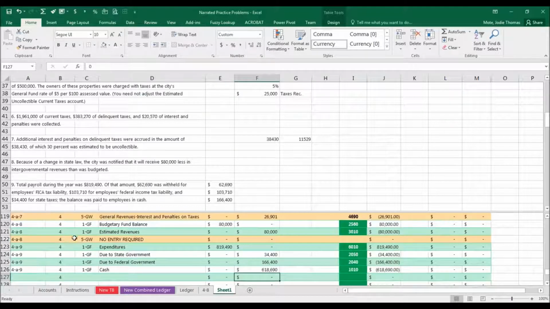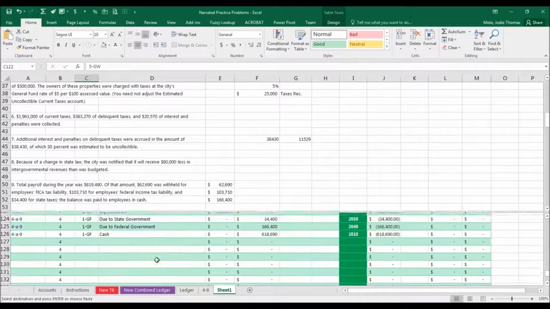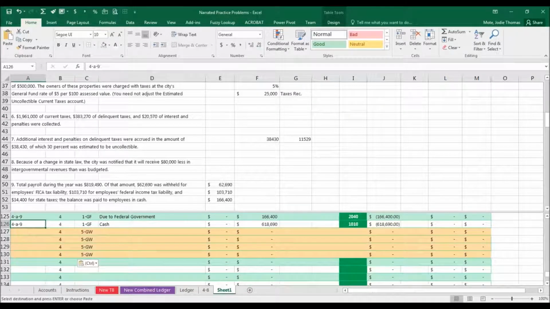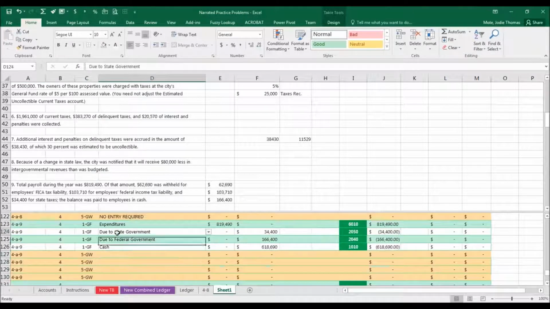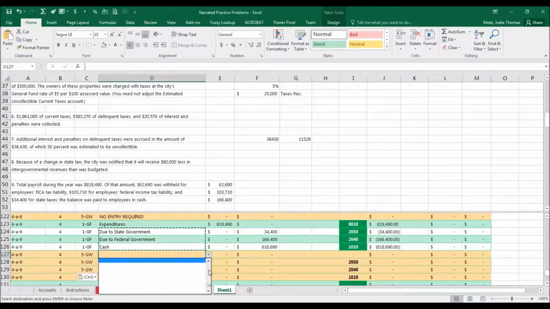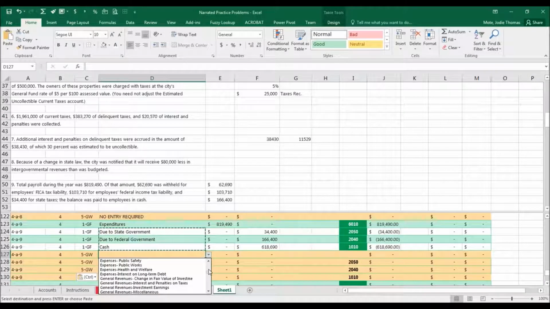For the government-wide journal, everything is going to look exactly the same, except there's a different expenditures title here. It would just be expenses. Let's see. Oh yeah, that's right.